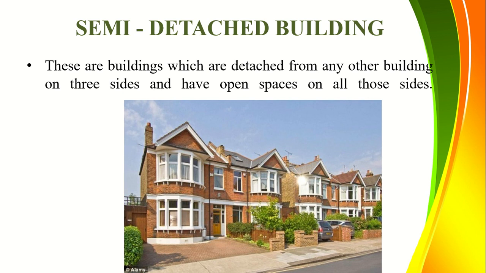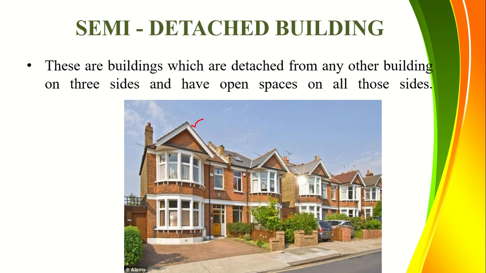semi-detached. What is the meaning of semi-detached? Semi-detached means it is the building which is detached from other buildings, means which is separate from the other buildings on 3 sides and have open spaces on all the sides. What do you mean by open space? Open space means integral parts of the site which are left open to the sky. So if you assume this house which is located at the corner, imagine it's the beginning or either end of this colony.